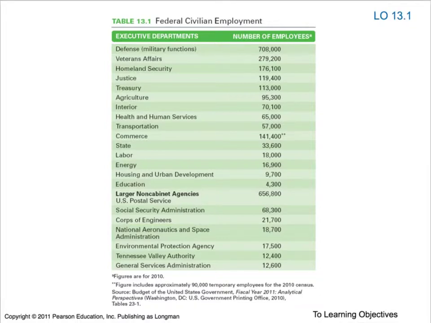We have quite a number of executive departments. Defense and military functions have the highest number of employees at 708,000. The non-cabinet agency that has the most employees after that would be the post office. All right. So the Veterans Affairs Department has 279,000. Homeland Security, 176,000. Justice is 119,000. Treasury, 113,000. And Commerce, 141,000. But that includes 90,000 temporary workers for the census.